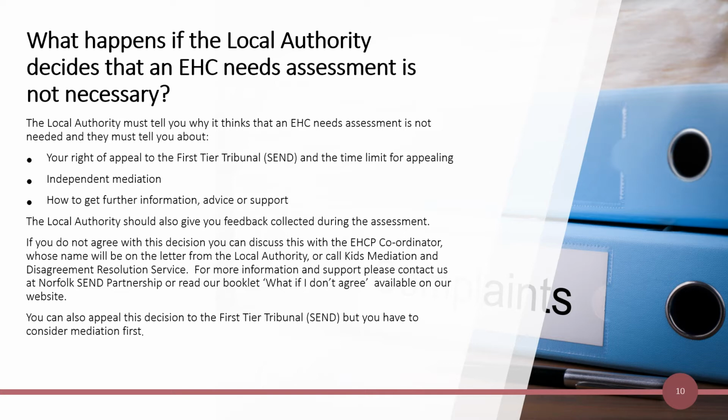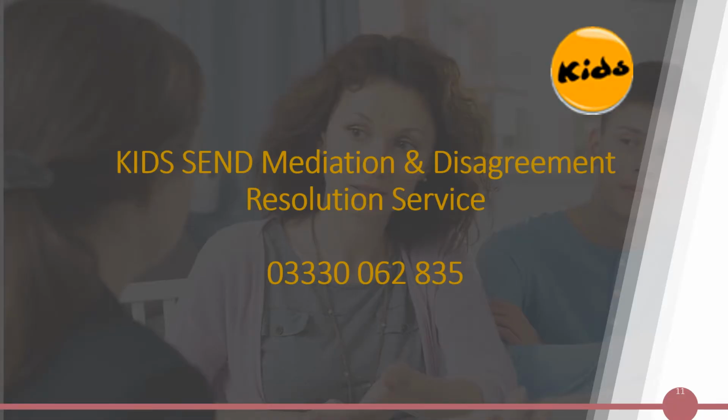If you do not agree with this decision, you can discuss this with the EHCP coordinator, whose name will be on the letter from the local authority, or call Kids Mediation and Disagreement Resolution Service. For more information and support, please contact us at Norfolk SEND Partnership or read our booklet, What If I Don't Agree, which is available on our website. You can also appeal this decision to the First-tier Tribunal, but you have to consider mediation first. Kids SEND Mediation and Disagreement Resolution Service have a very effective phone line, and the phone number for that is 0330 062 835.